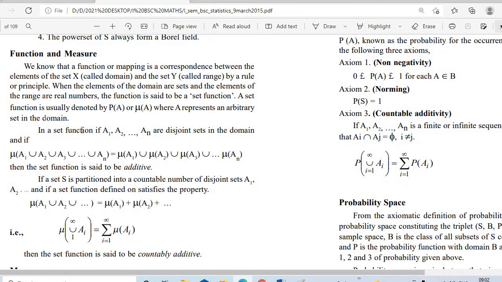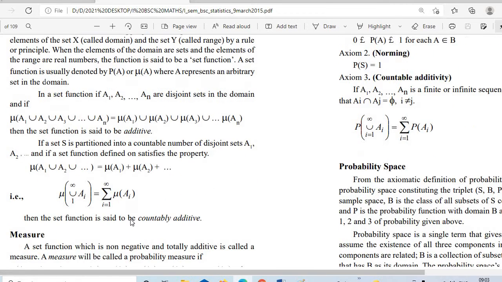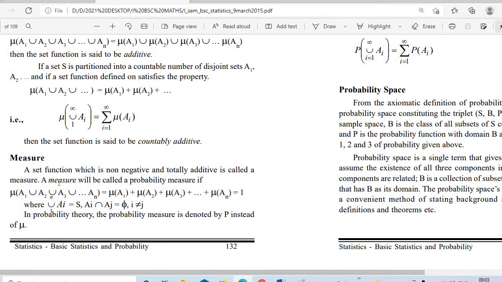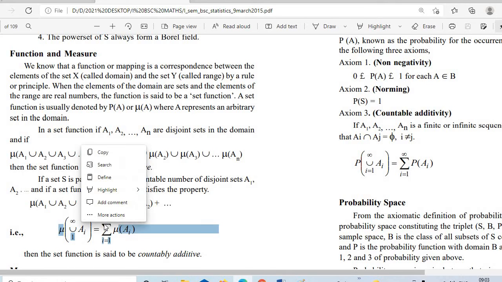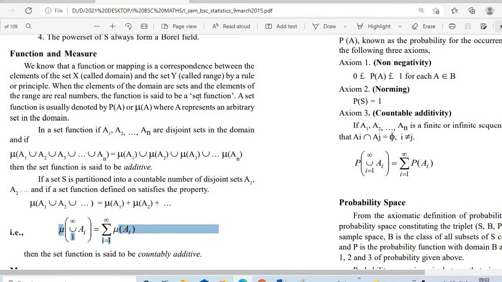Okay. Another concept is measure. Using that concept we derived the axiomatic definition. So this is the measure concept. What is a measure? A measure is a real valued set function which satisfies this property. It's a set function.